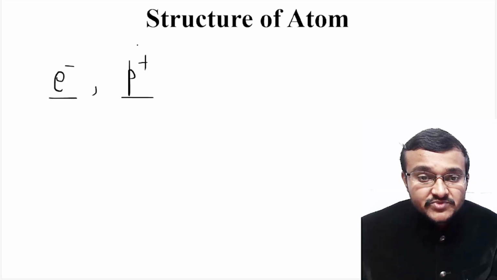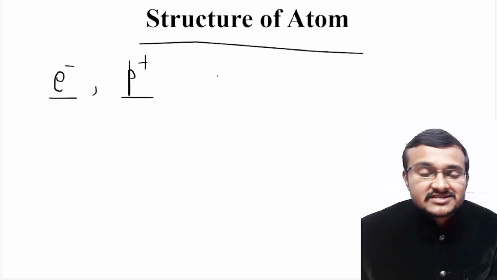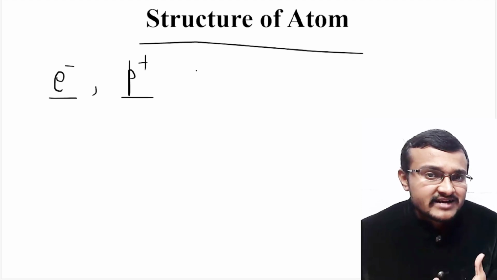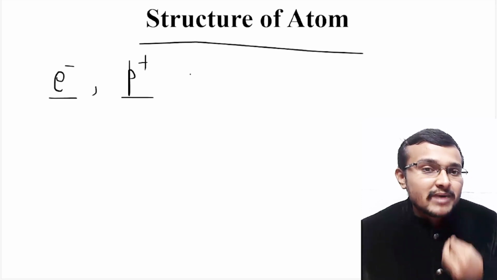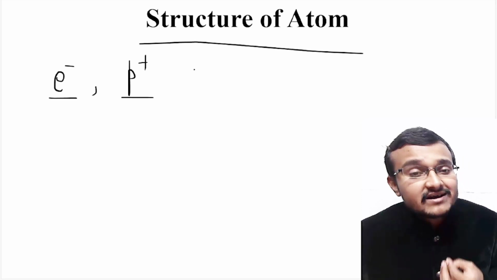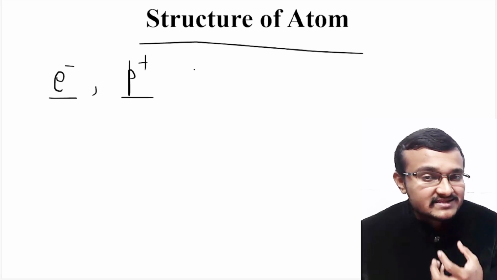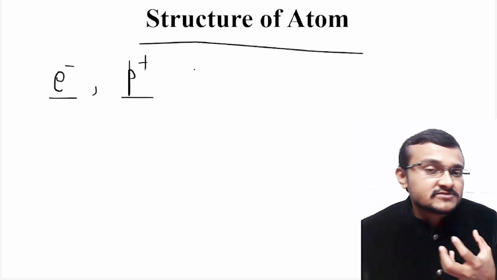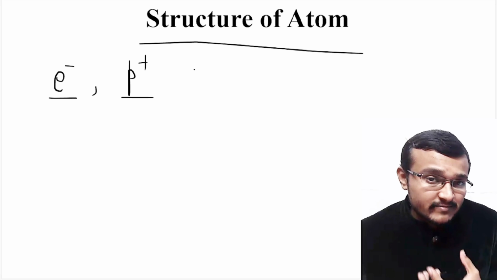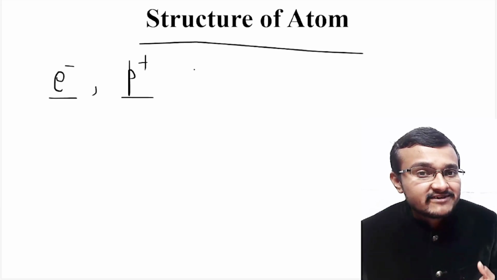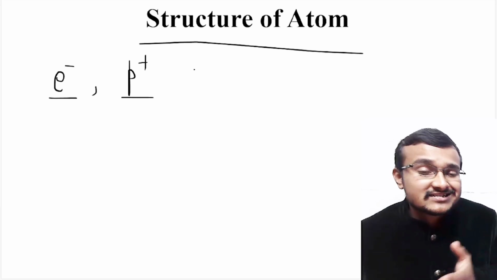So the name of this particular chapter is Structure of Atom. So what do you mean by structure of atom? How the subatomic particles inside an atom are arranged. So to understand that, there were various theories, various models and experimental observations which actually gave us an idea about structure of an atom.